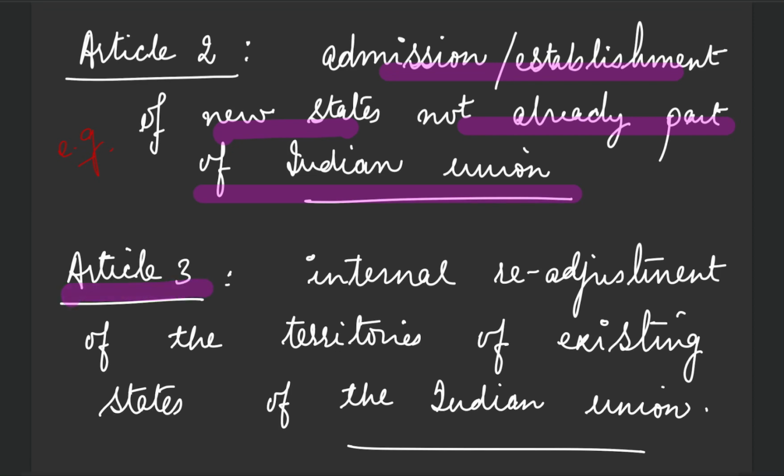Article 3 talks about the internal readjustment of the territories of the existing states of the Indian Union. For example, we had the reorganization of Jammu and Kashmir. We had the reorganization of UP, Bihar, as well as MP, and till very recently, Telangana being made out of Andhra Pradesh. So that is what is called internal reorganization of states. That is a part of Article 3.